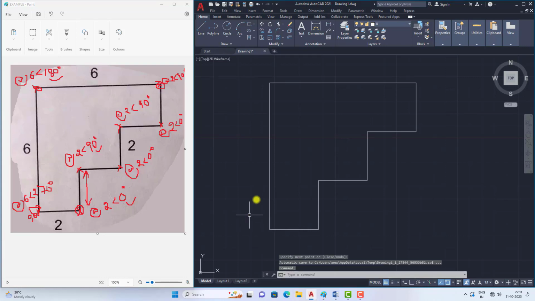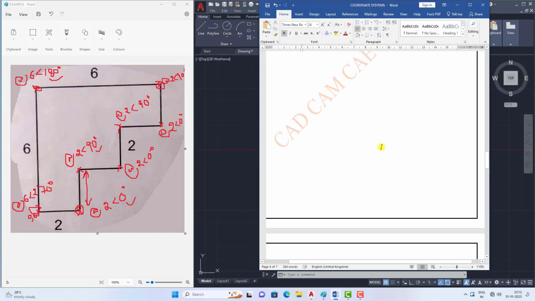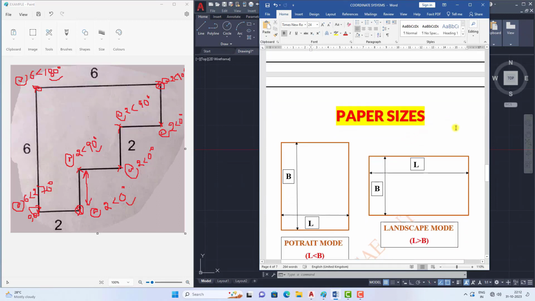So by using this coordinate system, the components will be completed in this way. This is the most frequent way, and you need to learn more and more about this relative polar coordinate system, and it is the easiest method to create any type of drawings. So you can learn this method, it will be very useful.